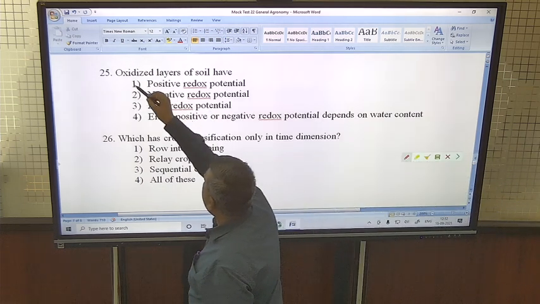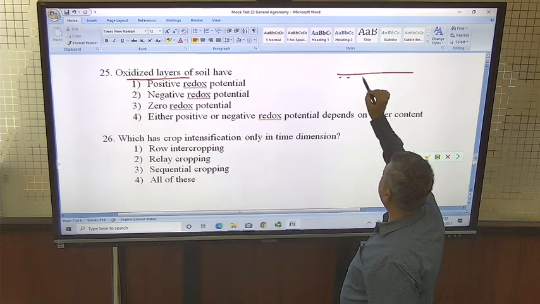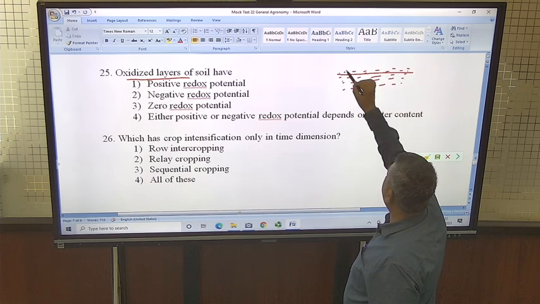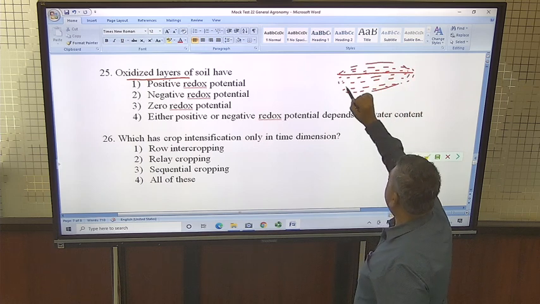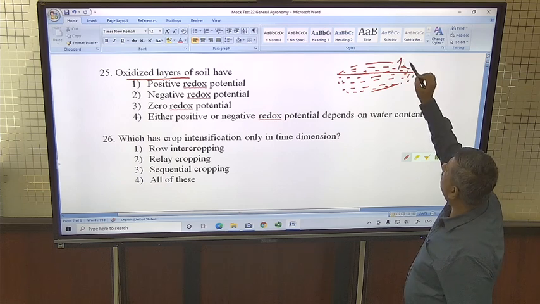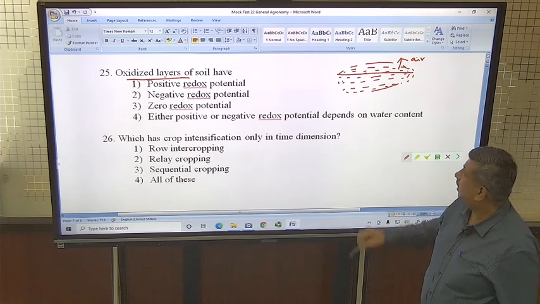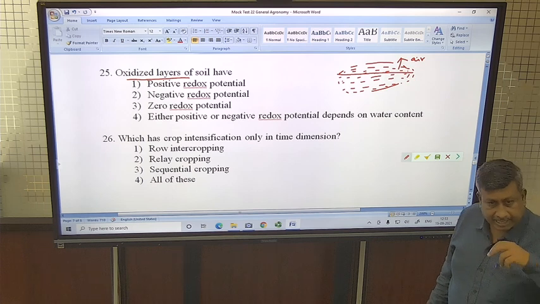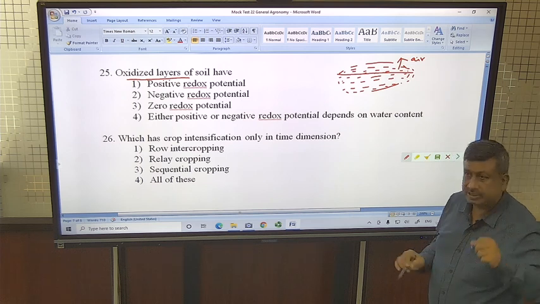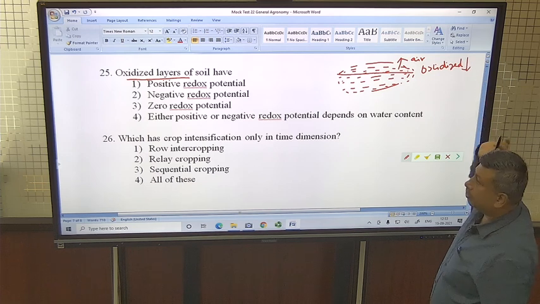Oxidized layer of soil have. So, first understand what an oxidized layer is. Suppose this is soil and it is submerged with water, and water ponding is over the soil surface. Here, whole water is present inside the soil and on the upper side of the soil, and all the air is escaped. Then an anaerobic condition is there. We can correlate oxidation with the availability of oxygen. So, there is no air, so oxidized conditions are low and reduced conditions are high.